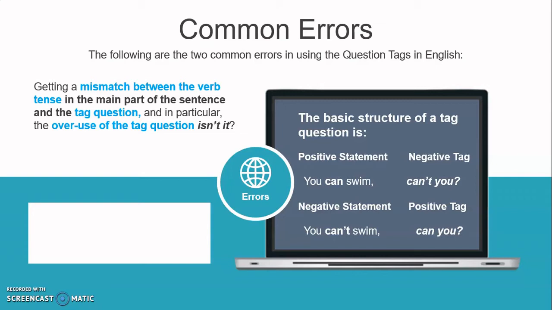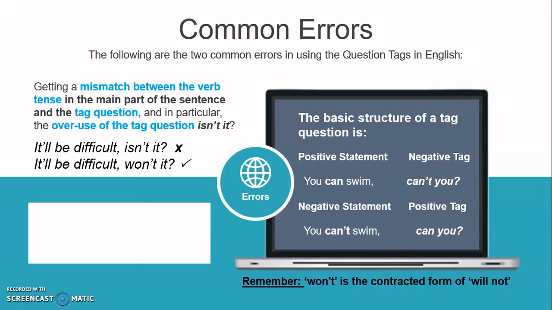When it comes to overuse of the question tag, isn't it? This is how it happens. It will be difficult, isn't it? This is wrong, so we will use this one. It will be difficult, won't it? If you don't know, won't is the contracted form of will not. So in conversation we use it in this way.